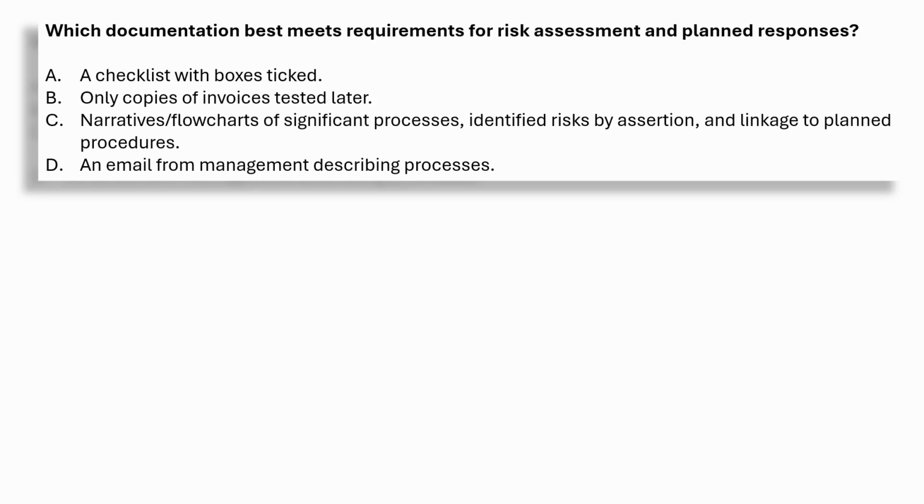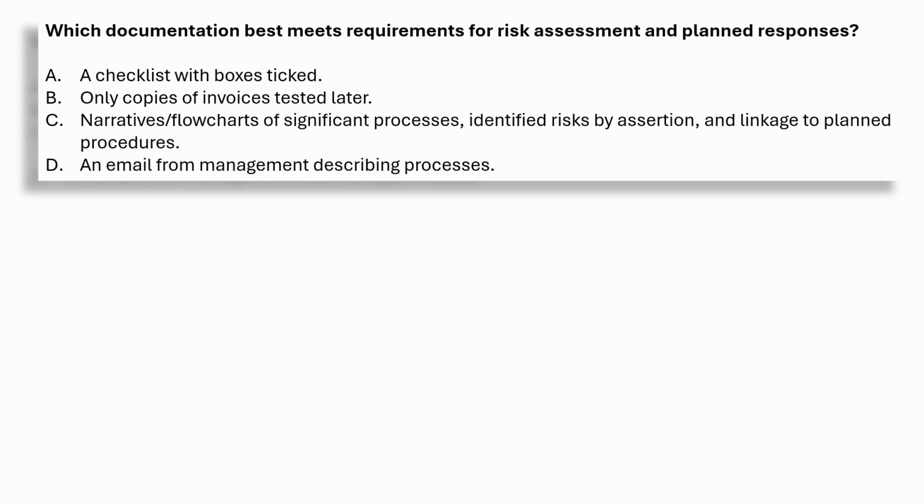Option C, narratives, flowcharts of significant processes, identified risks by assertion, and linkage to planned procedures. Yes, this is the gold standard. This kind of documentation tells the whole story. Narratives/flowcharts equals how the process works, the movie. Identified risks by assertion equals where things could go wrong, the villains. Linkage to procedures equals how I'll fight those risks, the battle plan.